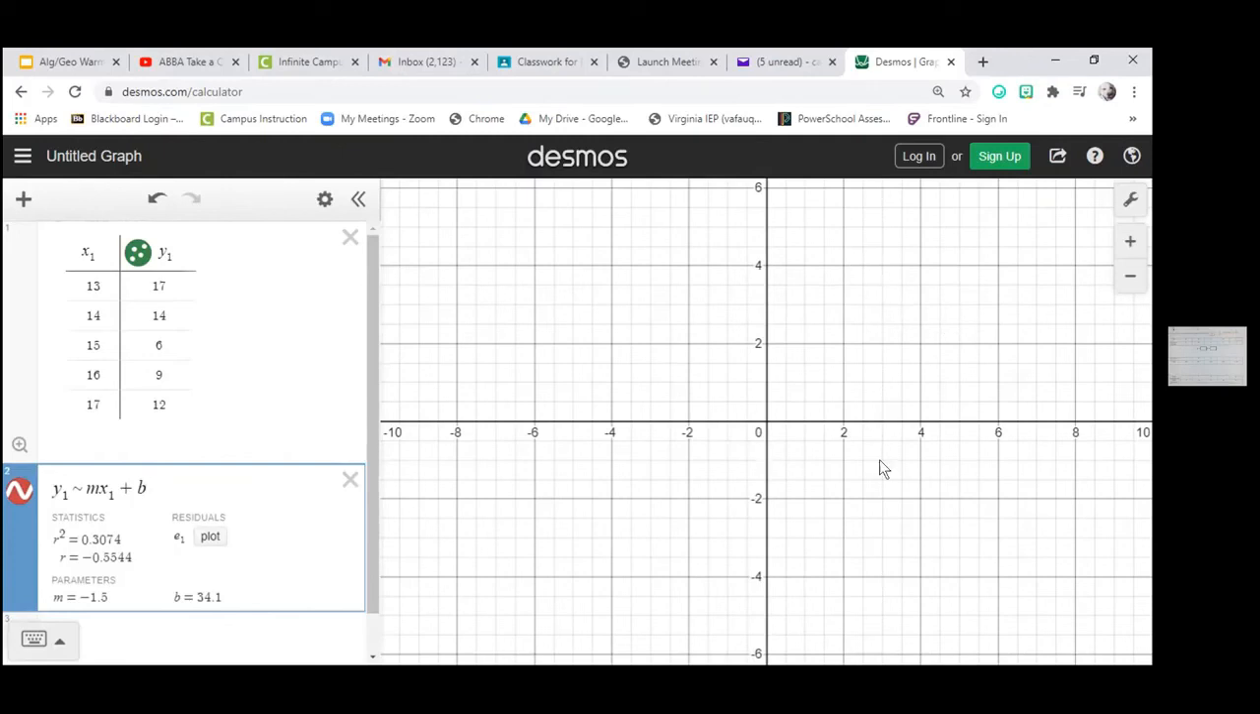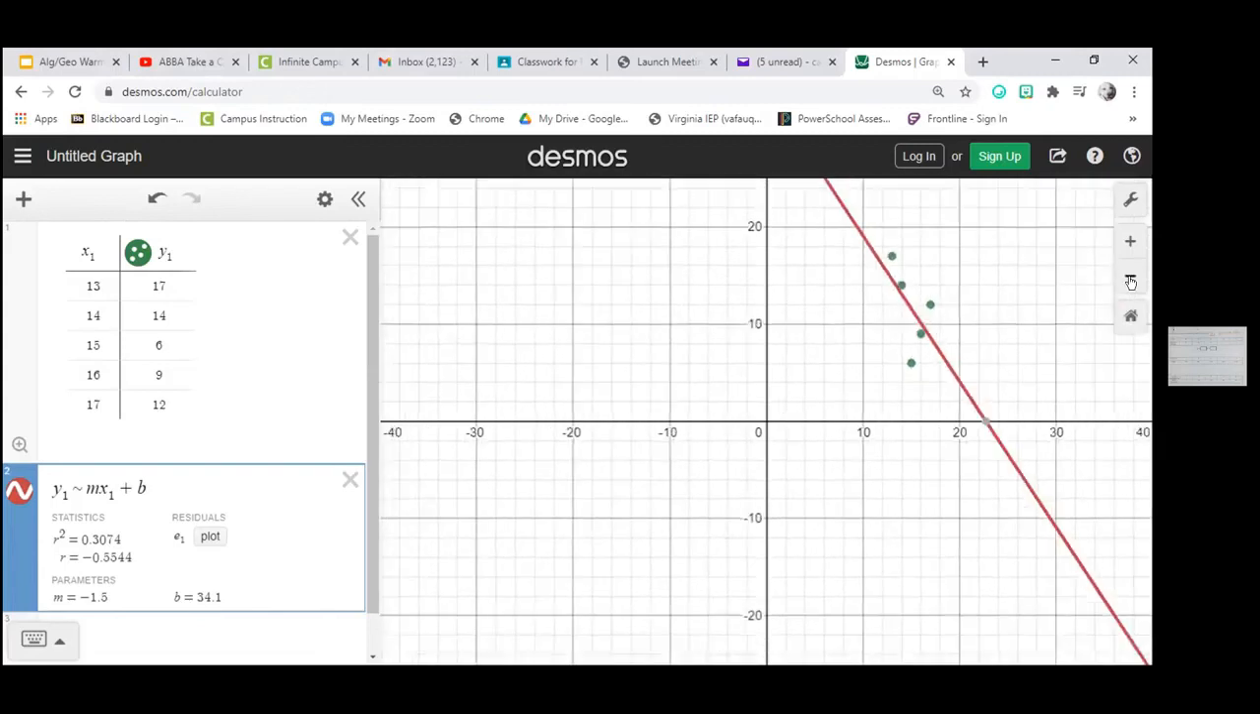Alrighty, so you'll notice that I'm not seeing any of these points or a line on my graph. You can totally zoom out, zoom in. Desmos is nice like that, where you can take a look at the data, you can take a look at the line, and oh, look how pretty. But I'm not super interested in you drawing the situation. I'm interested in the equation, the line of best fit.